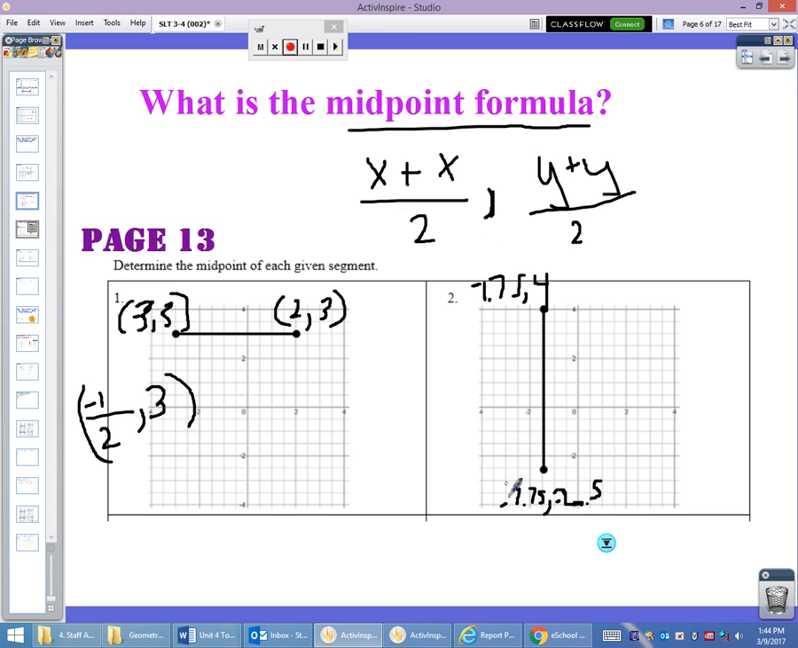So if you add these up and divide by 2, you'll get the midpoint would be at negative 1 and 75 hundredths. And 4 plus negative 2.5 would be positive 2.5. That divided by 2 is 1.25.